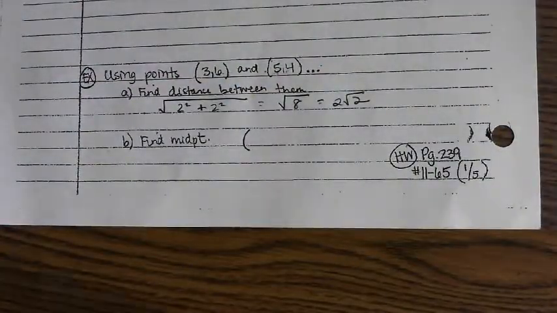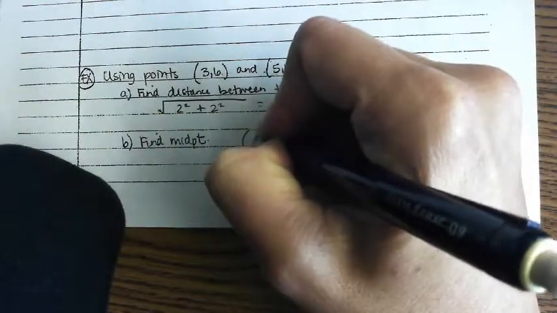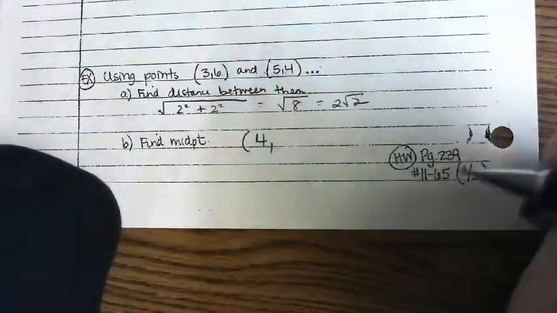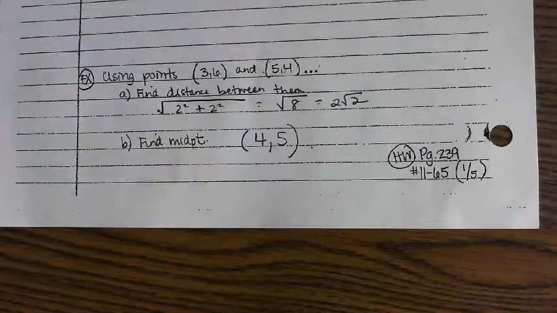For the midpoint, average your x's. What's the average between 3 and 5? Why aren't you talking to me? 4. Average between 4 and 6? 5. All done.